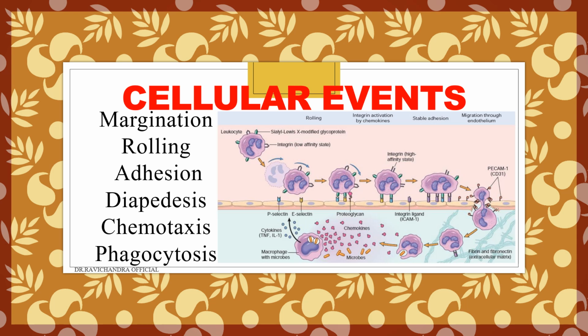Now we will discuss the cellular events that are involved in inflammation. Again, this includes margination, rolling, adhesion, diapedesis, chemotaxis, and finally phagocytosis. So this is a cellular event. The leukocytes are involved in this event.